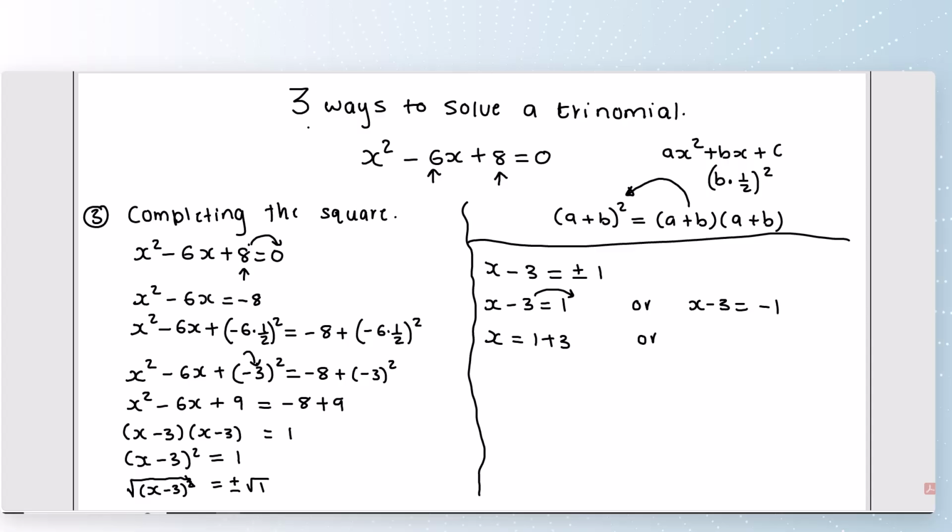Or we do the same thing here. We're going to transpose that. 1 plus 3 is 4. Or minus 1, it's plus 3 there. Minus 1 plus 3 is 2. These answers are exactly the same as the answers we got while we were using the quadratic formula and when we factorized. So it holds.